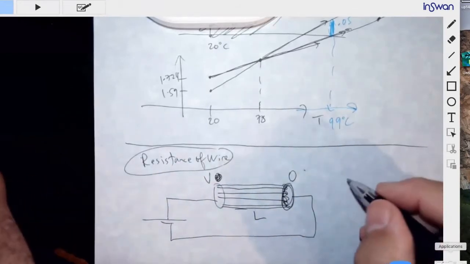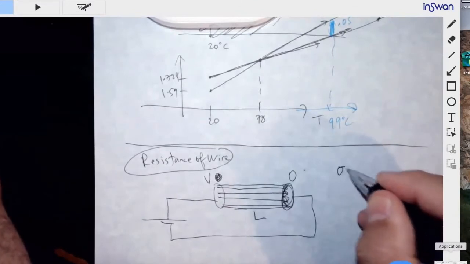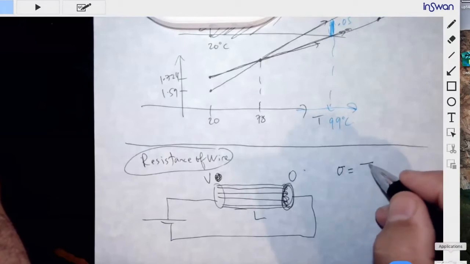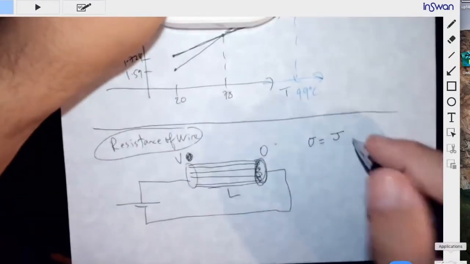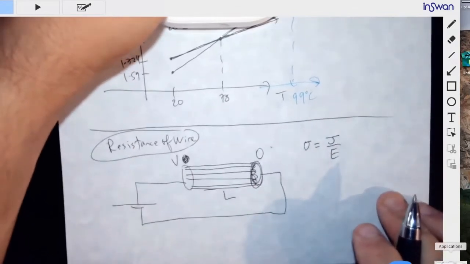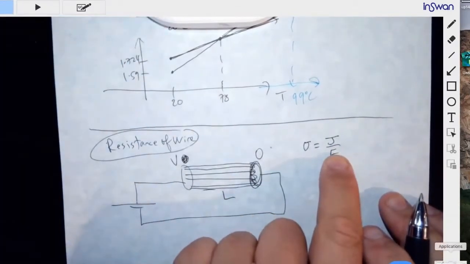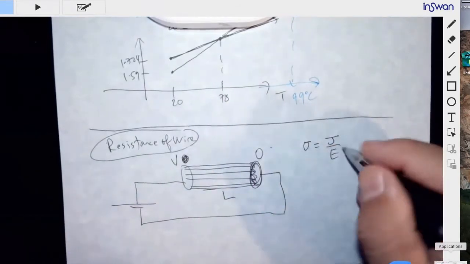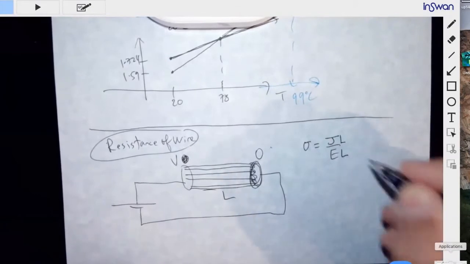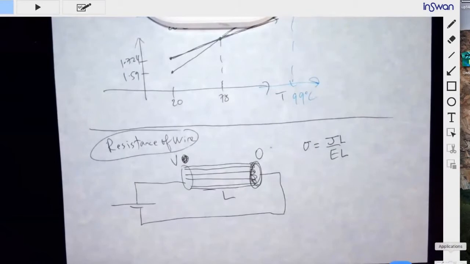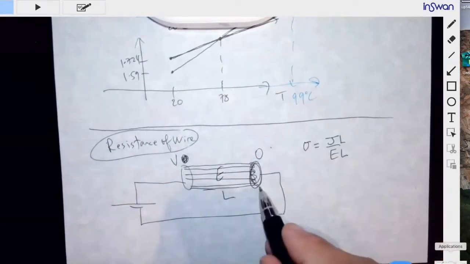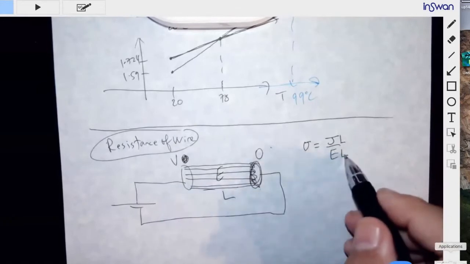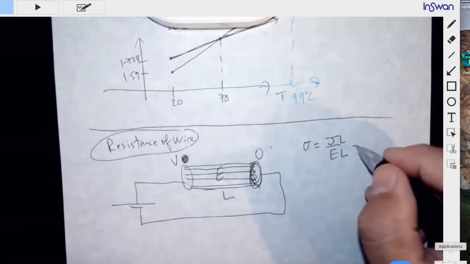So remember the definition of conductivity was how much current density we get divided by how much electrical field is required to get that current density. So the next thing we do is multiply both the top and the bottom by L. We get the electrical field that I have in the wire times the length L. That's going to give you the voltage difference of the wire, right?